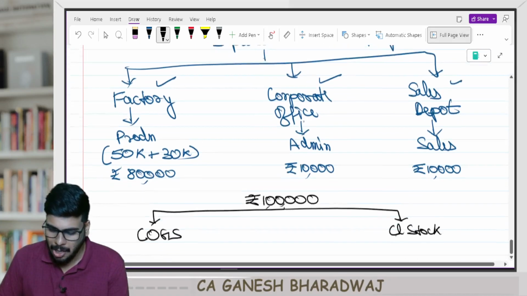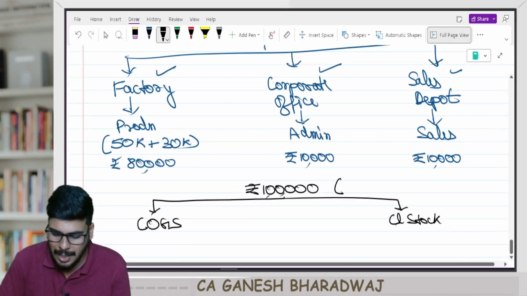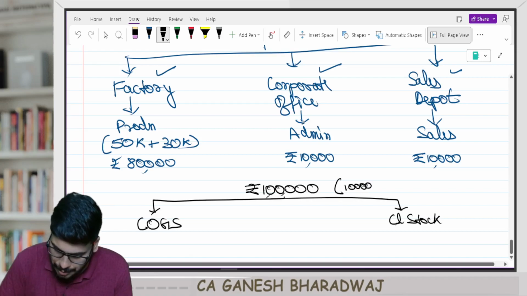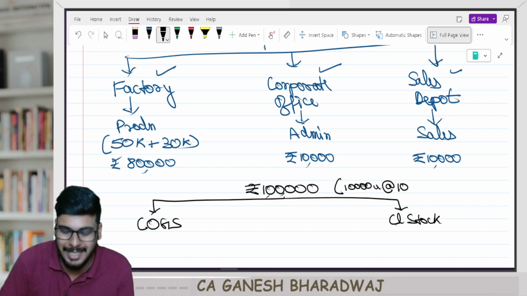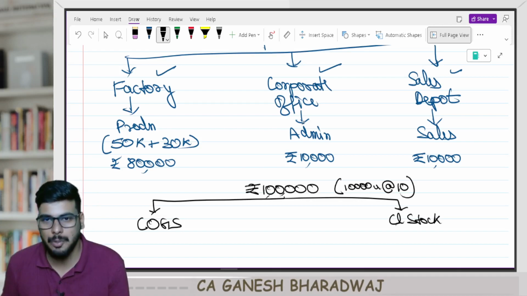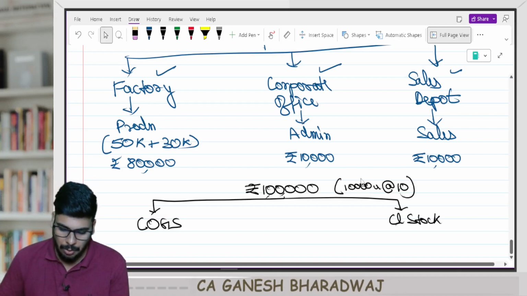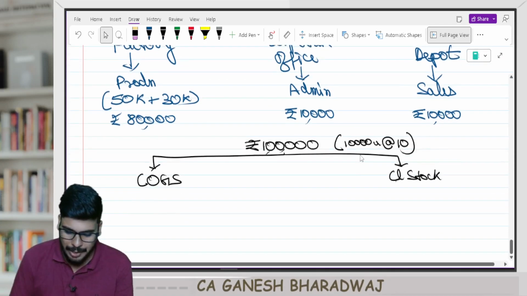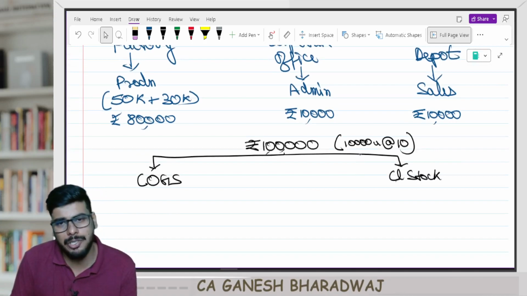10,000 units, correct? In other words, this 1 lakh is nothing but 10,000 units at the rate of 10. That is, the per unit cost is 10 rupees. So now, cost of goods sold, how much is it? How will you calculate it? How many units got sold?